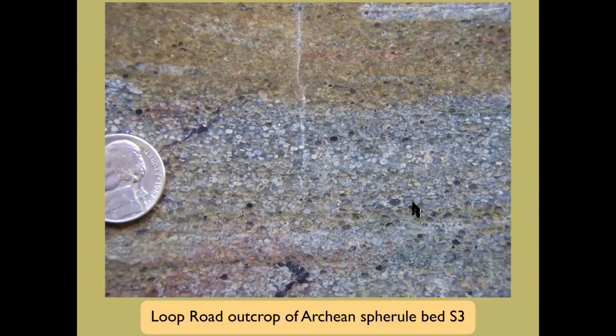Here's another picture. This is a similar slab that's been cut and polished, and you can see it's very densely packed spherules. They've all been totally altered. They were probably altered within the first couple million years after they formed. This was a very hot and volcanic rich environment. But these things are just loaded with iridium.